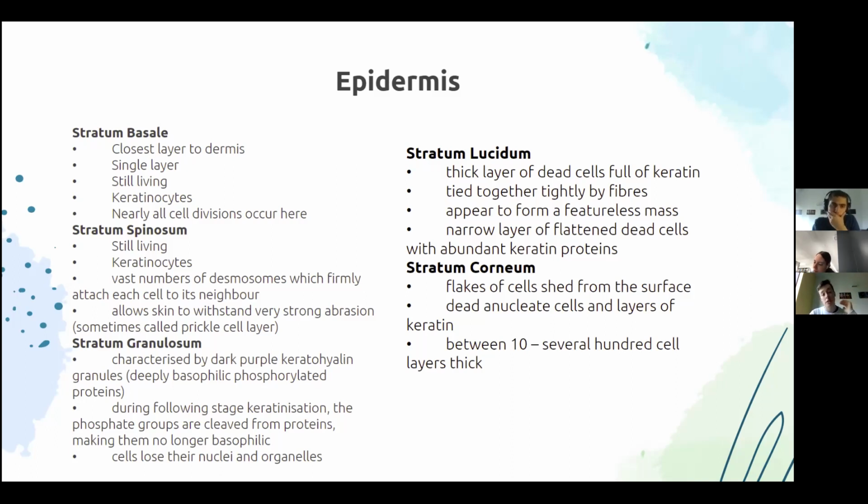Above that, you've got the spinosum. This is still living as well. You've got desmosomes, which firmly attach each cell to the neighboring cell and allow the skin to withstand very strong abrasion. Sometimes you hear this being called the prickle cell layer. The next layer up is the granulosum. This is where the deep purple keratohyalin granules are. There's a lot of words there, just remember that it's dark purple.